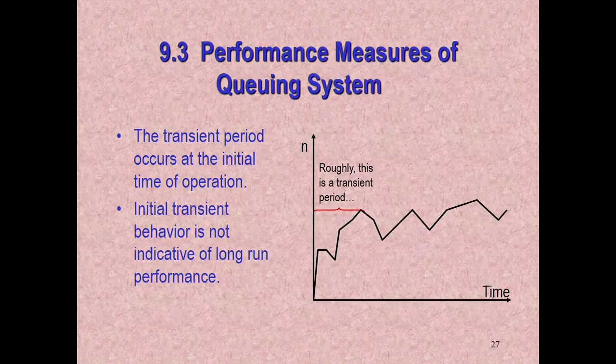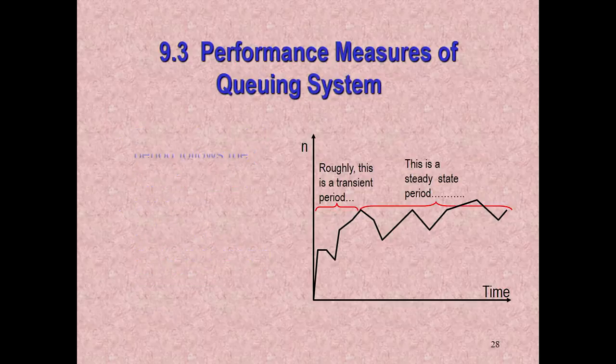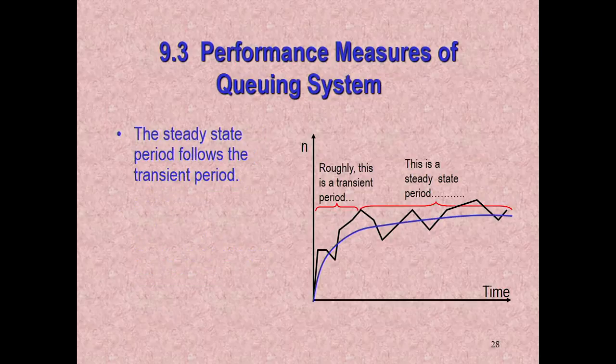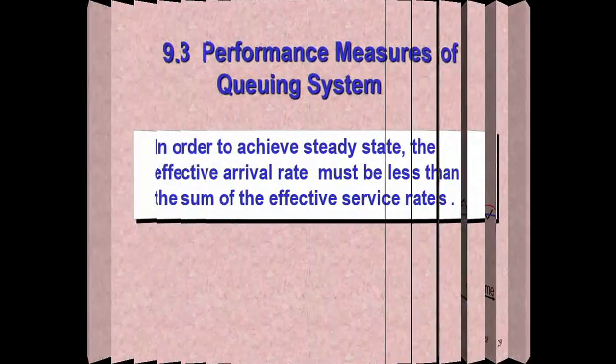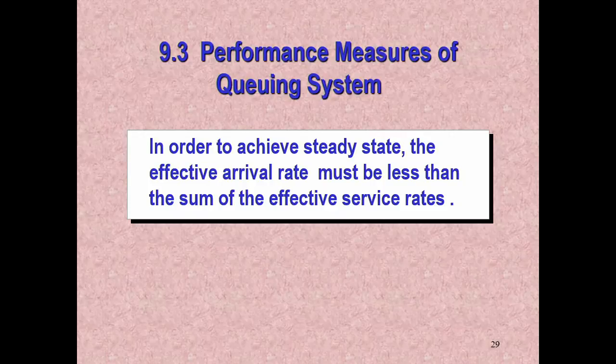That isn't like normal operation. That's a crazy period. You know what I'm saying? That's called a transient period. And it's hard for us to measure that because the queue is not operating correctly. Initial transient behavior is not indicative of long-run performance. So these performance measures are really not applicable to that period.